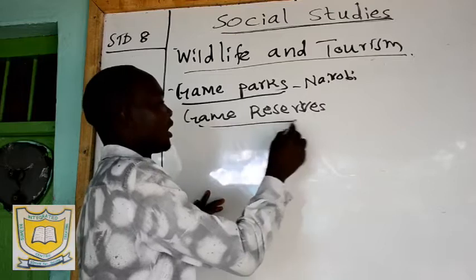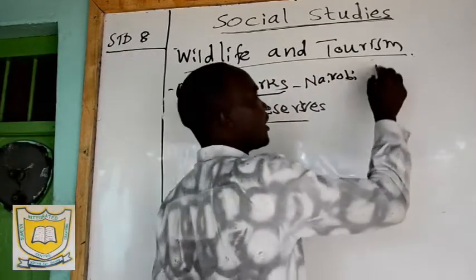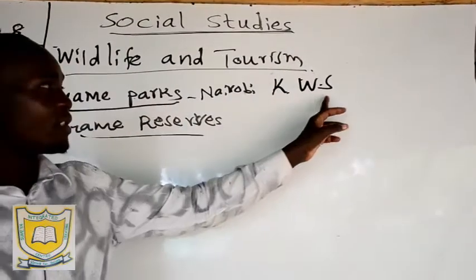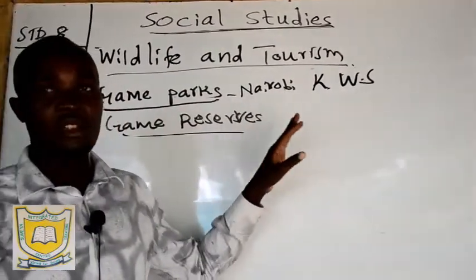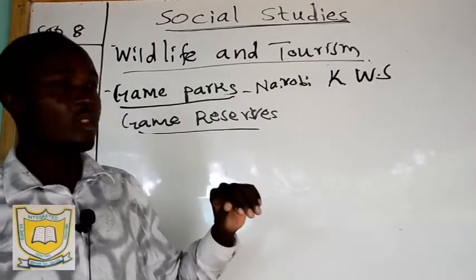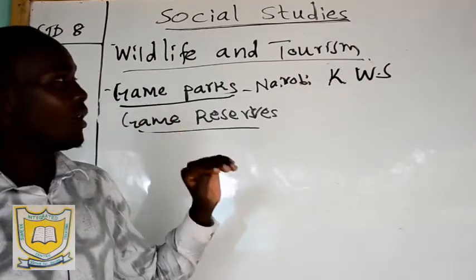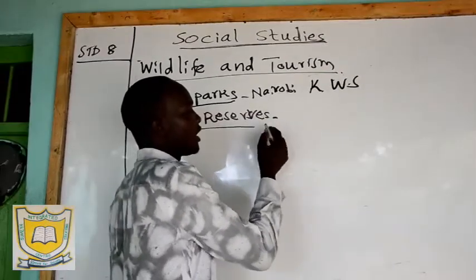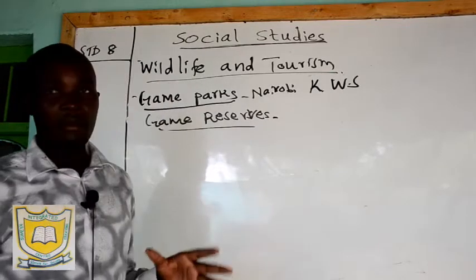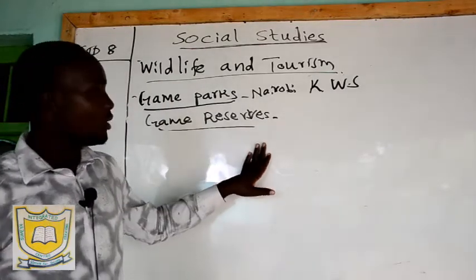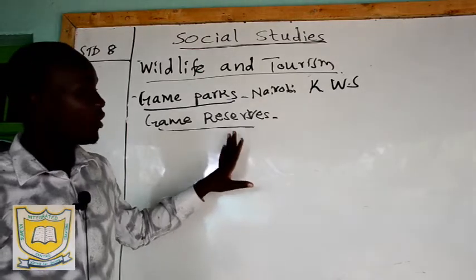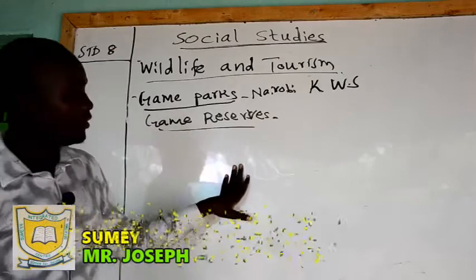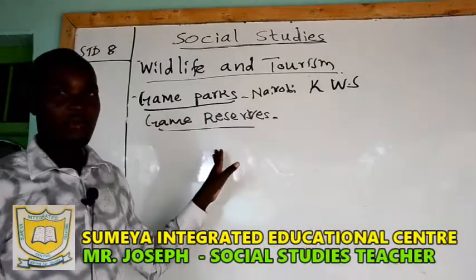Game parks are managed by KWS. KWS means Kenya Wildlife Service. They are the ones that protect these animals, and they also manage those animals well to ensure that animals are well protected. Then we have game reserves. Game reserves are areas which have been established by the government to protect wildlife, but people are allowed to graze animals here. They are also allowed to look for firewood. For example, talk about Masai Mara National Reserve. It's one of the largest reserves across the world.